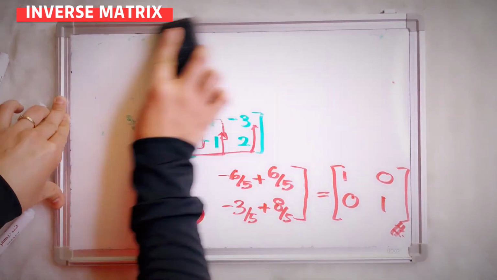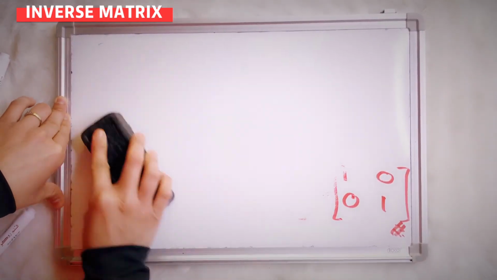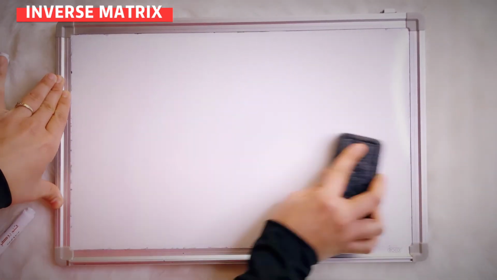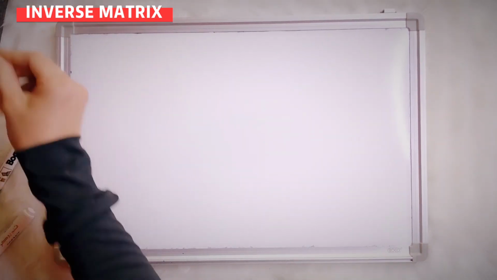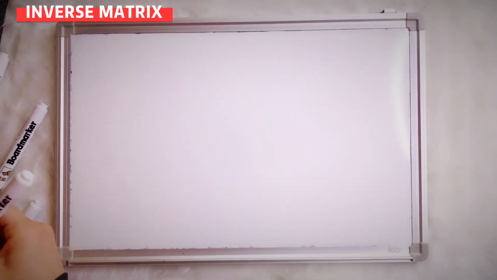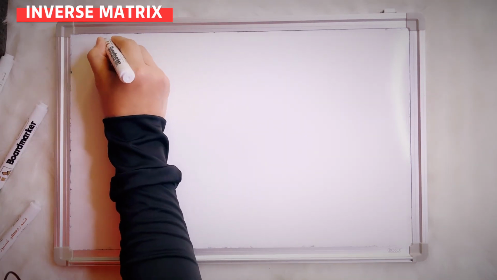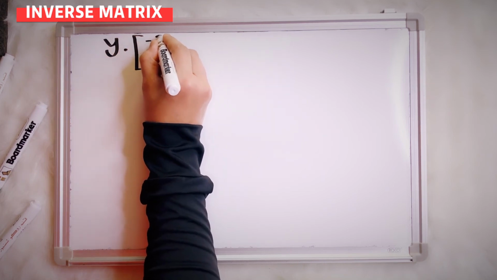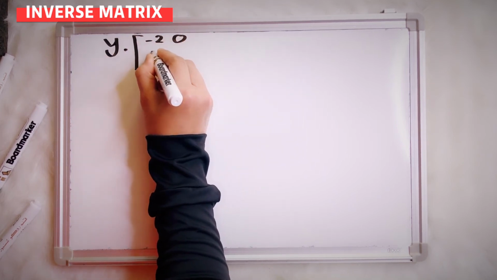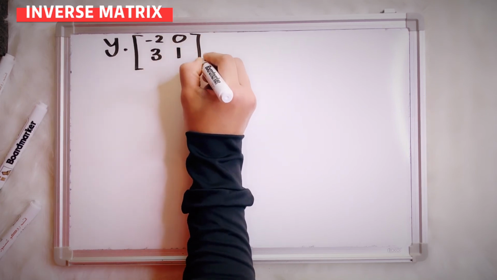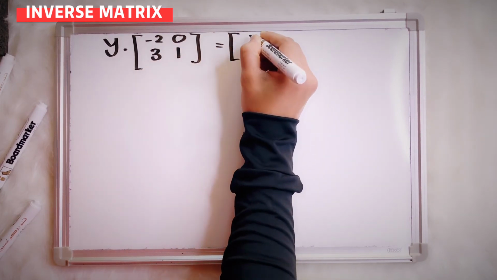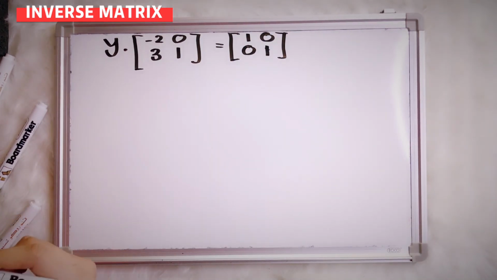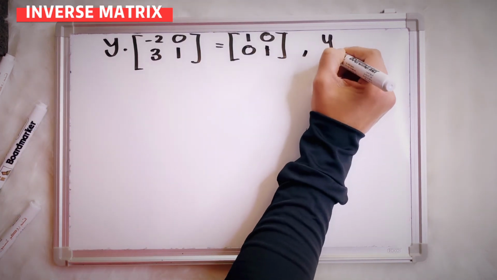Okay. Now, we proceed to the last question, yeah? All right. Let's say the question asks you Y times matrix negative 2, 0, 3 and 1 equals identity. Okay? So now we have to find what is matrix Y.